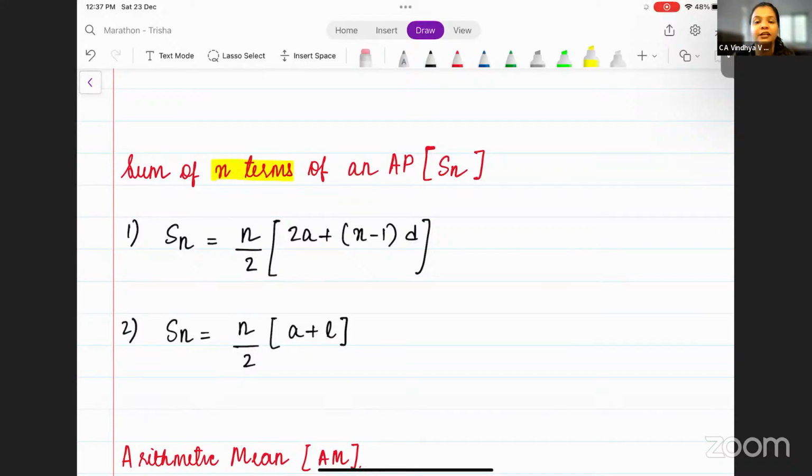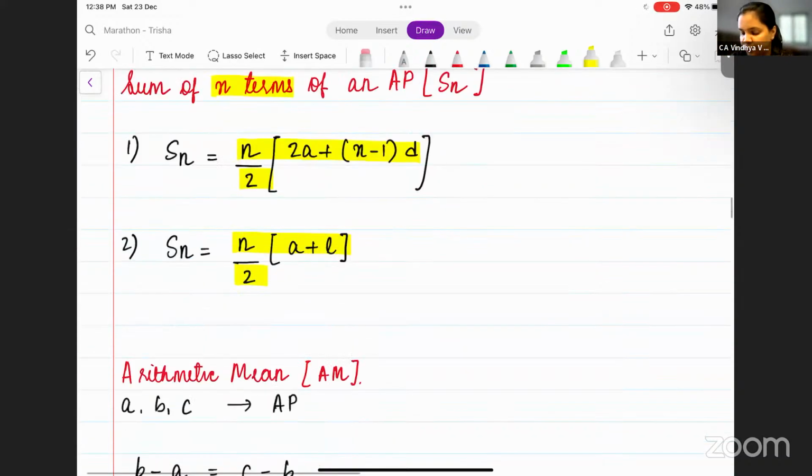So what is the sum of n terms? Total of n terms. There are two formulas here: one where d is used and the other one where d is not used. What is the first formula? Sn is equal to n by 2, number of terms by 2, into (2a plus (n minus 1) into d). And the second formula is n by 2 into (a plus L), where n is the number of terms, a is the first term, d is the common difference, and L is the last term.